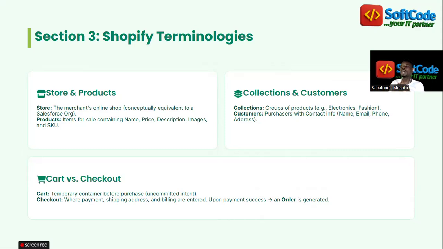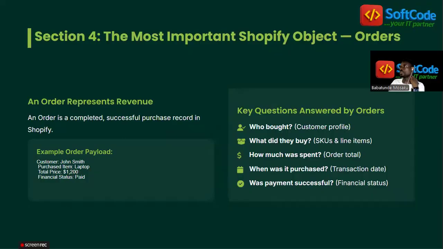And then we also have what we call cart and checkout. If you have been buying things online, this is something that is common. The cart is a temporary container before you make your payment, so it's an uncommitted intent. However, the checkout page is the place where you eventually pay for what you want to buy. Upon payment success, an order is generated.